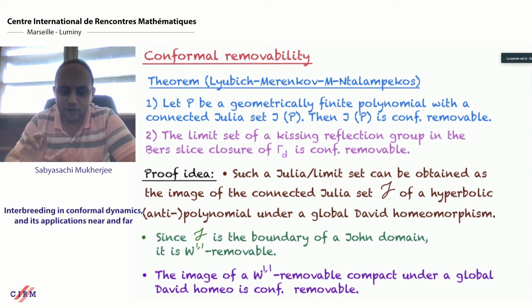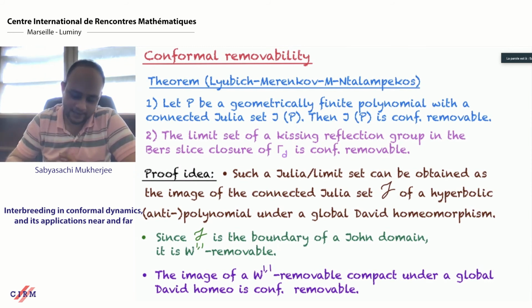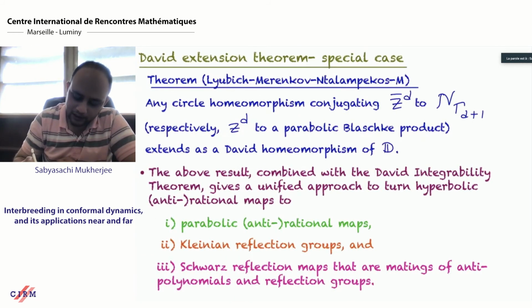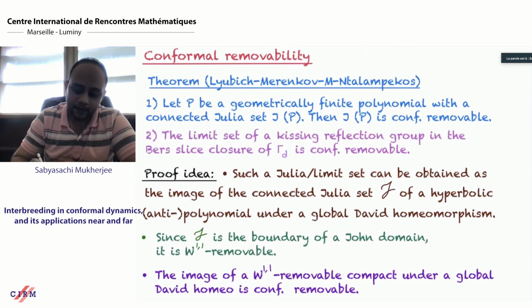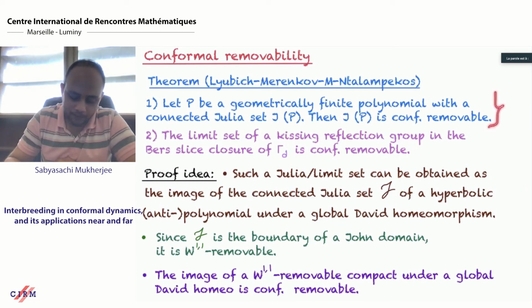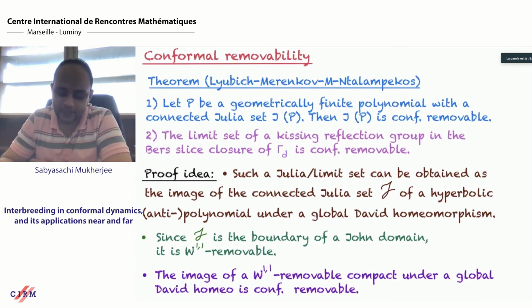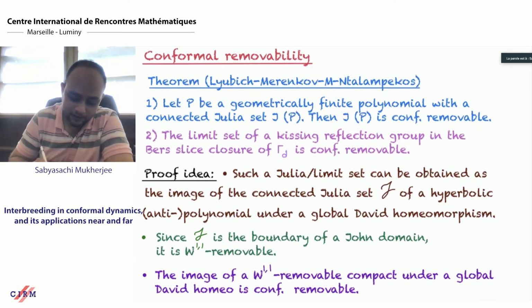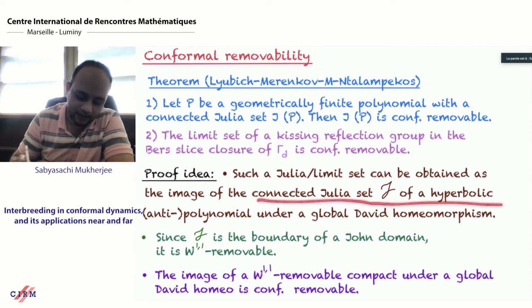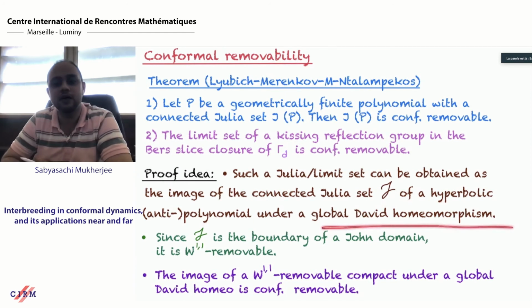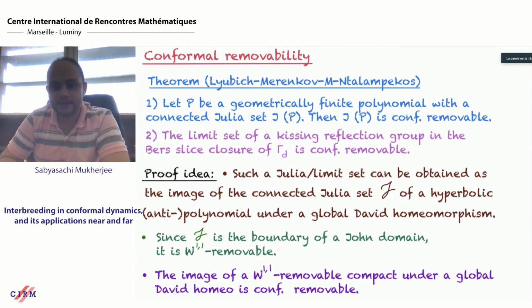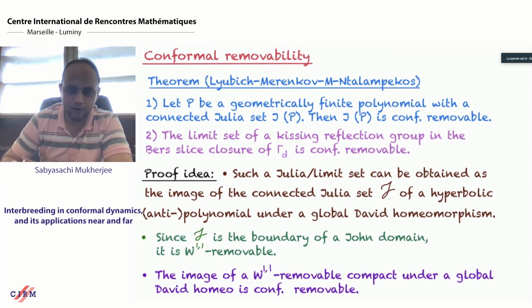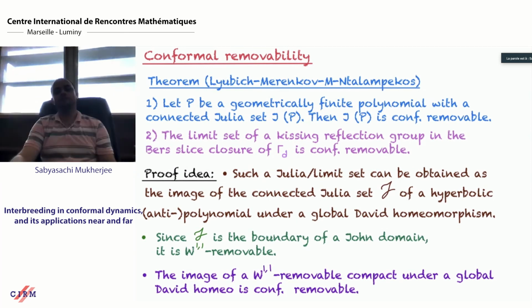However, via the David surgery, as I mentioned over here, you can turn hyperbolic rational maps into parabolic rational maps and Kleinian reflection groups. In this case, both these polynomial Julia sets and Kleinian limit sets can be realized as the image of a connected Julia set of a hyperbolic polynomial under a global David homeomorphism. Now the point is that for a hyperbolic polynomial with a connected Julia set, we know that the basin of infinity is a John domain.